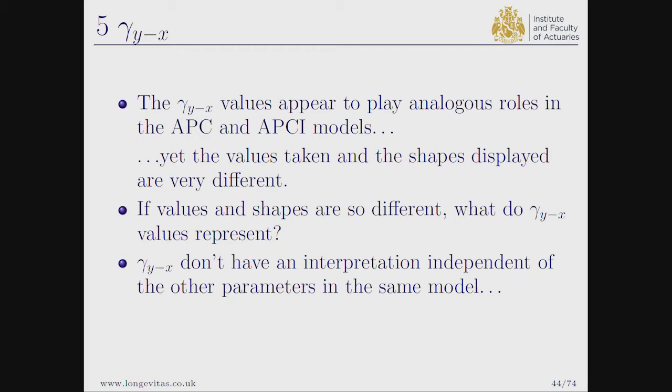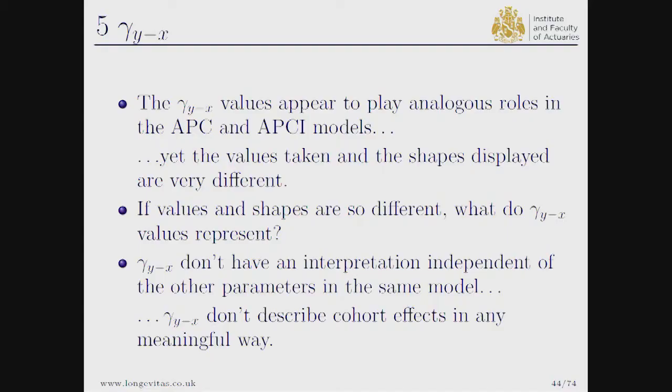And it turns out that the gamma terms, although they look like cohort effects, don't actually have an interpretation that's independent of the model. As Ian said, they don't actually have a life of their own. They only have a life and an interpretation with respect to the structure of the model that they were fitted with and with respect to the other parameters and the constraints. So the gamma terms are not, if you like, independent cohort effects or any kind of independent estimate of the so-called cohort effect. So in conclusion here, we don't think that the gamma terms describe a cohort effect outside of the models. We don't think that they represent a cohort effect in any meaningful way.